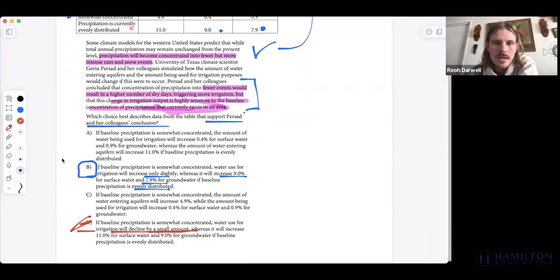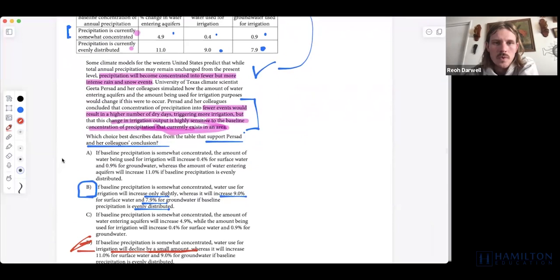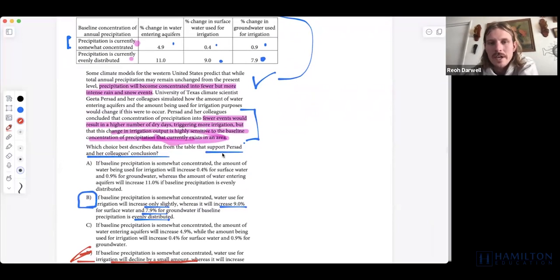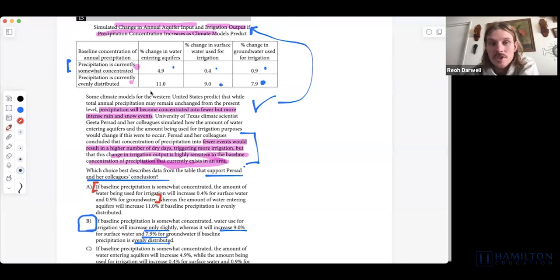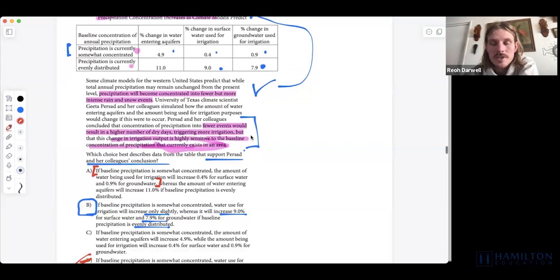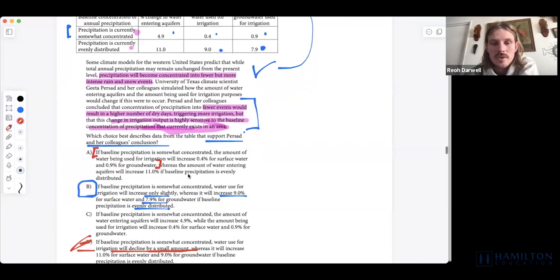A, we are misreading what their point is, okay? Up to here is pretty good, right? But we're not comparing, in this instance, the percent change in water entering aquifers. What we are looking to identify is the percent change in irrigation use. So this, while it is true, is irrelevant to the question because it's not part of their conclusion, right? It is in the graph, but it is not in a part of the graph that is relevant to the conclusion of Persad and her team.